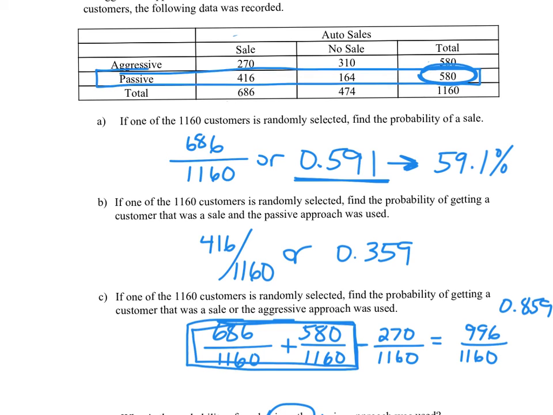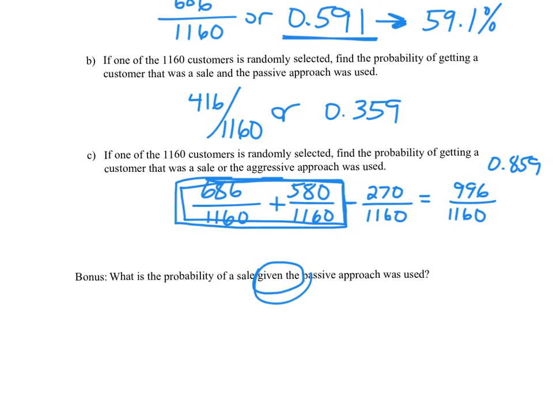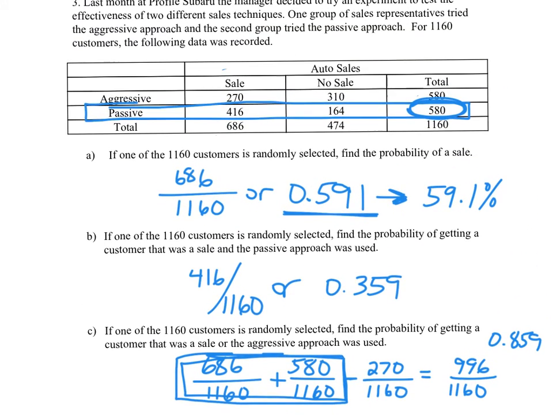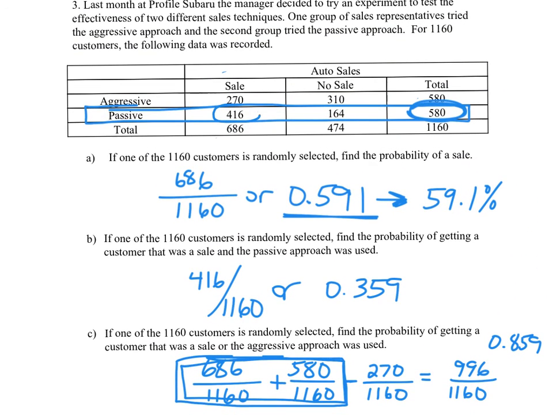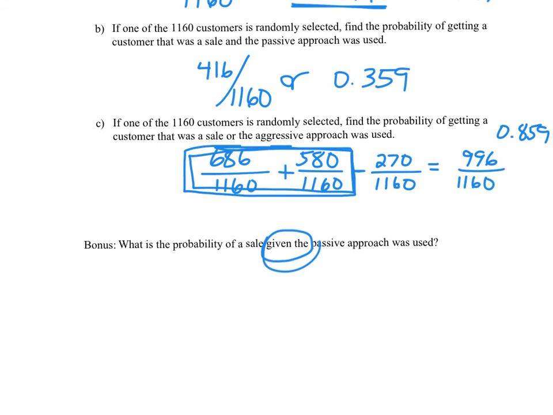Of those 580, how many were a sale? And in this case, it's 416. So given the passive approach was used, what's the probability of a sale? This is important information because it says, if you use the passive approach, how likely are you to generate a sale? And it's pretty likely in this case. This is 416 out of 580, or 0.717, or about 72% of the time, if you use the passive approach, you'll get a sale out of this 1,160 customer sample.